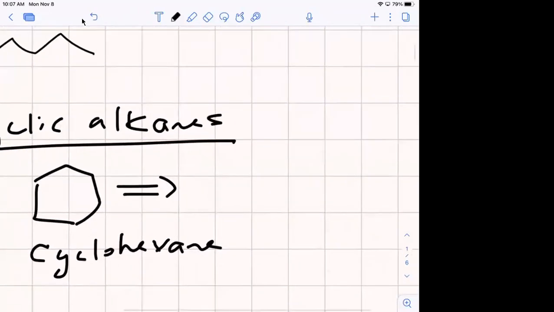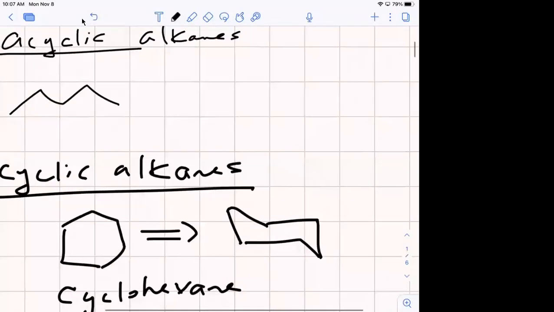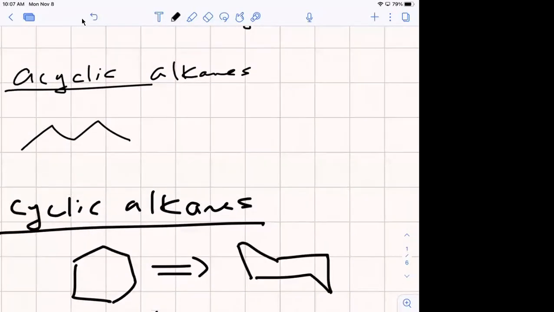Cyclohexane actually doesn't exist as a flat molecule. It exists in what we call a chair conformation. We'll talk about that. And for acyclic alkanes, we're going to talk about Newman projections. We kind of touched on this a little bit before, but we're going to go into more detail with it now.